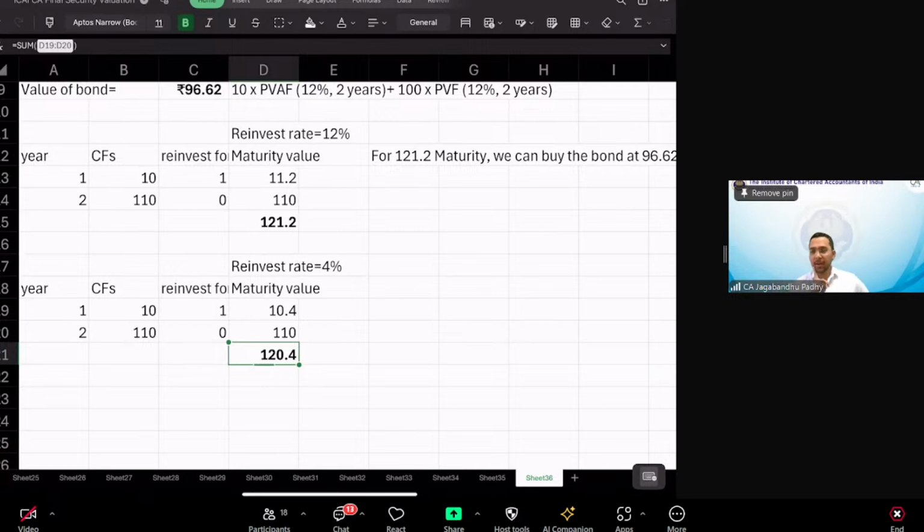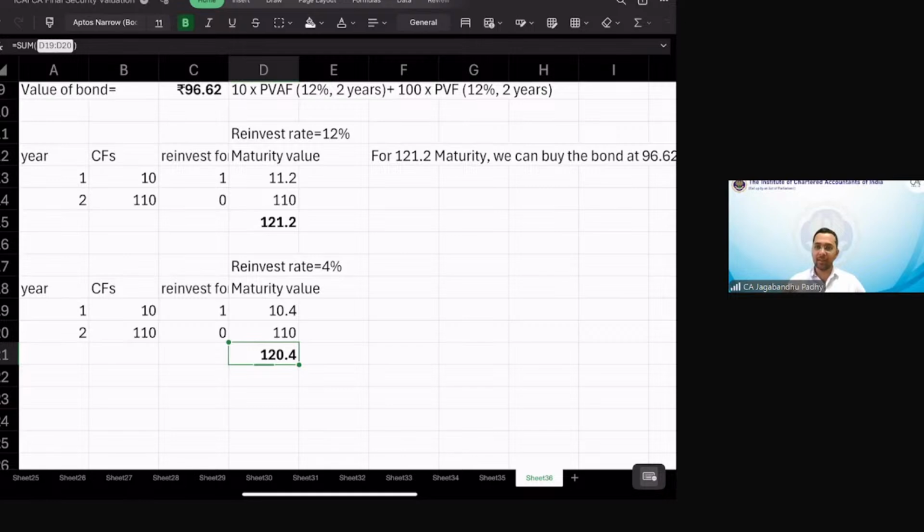So what we are really understanding is that investing in a bond with the objective that in future I will receive some fixed amount is subject to reinvestment risk. Am I right? It is subject to reinvestment risk. Correct, guys?